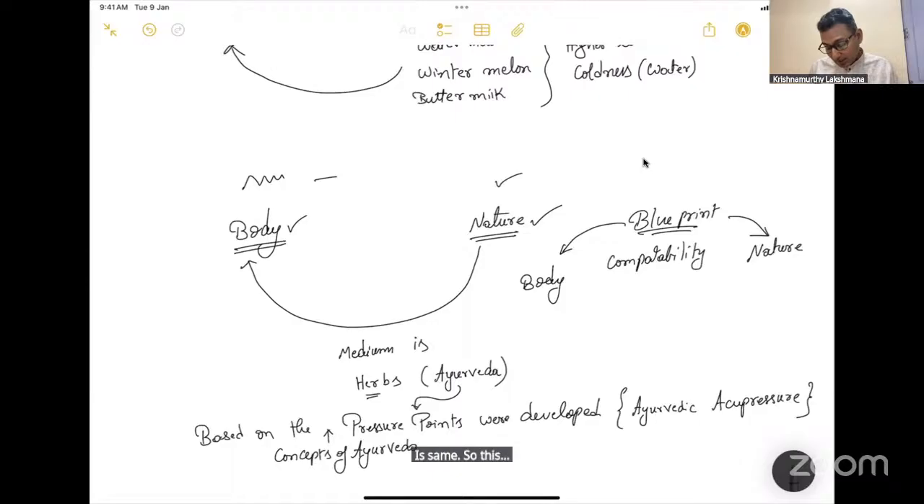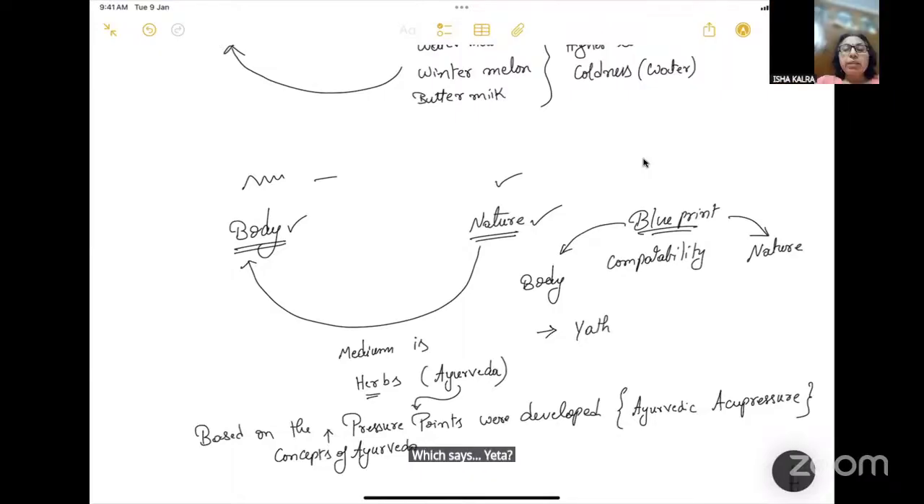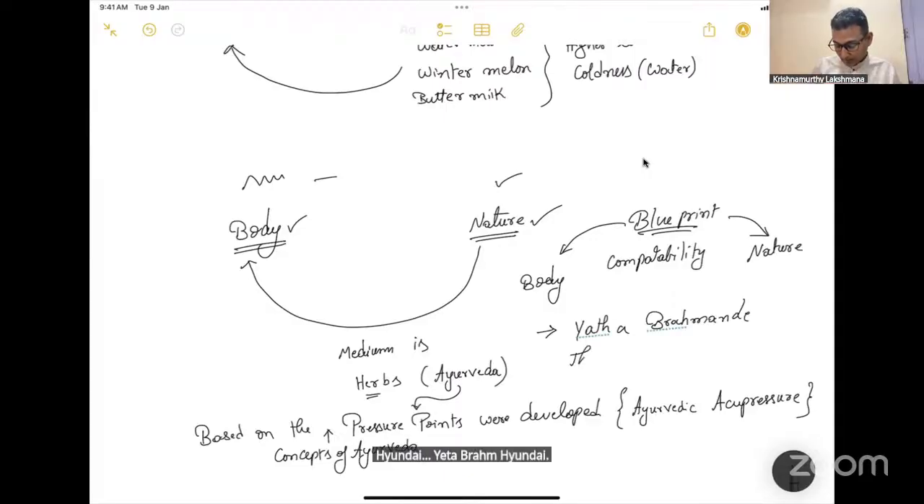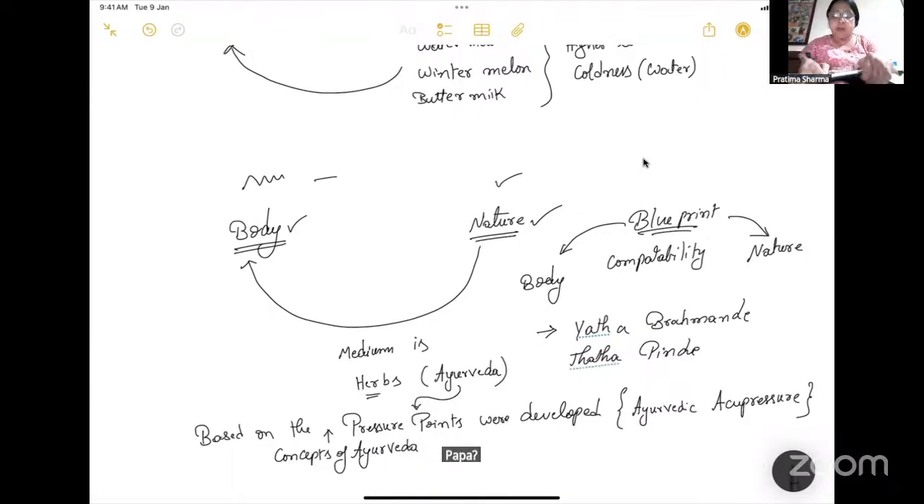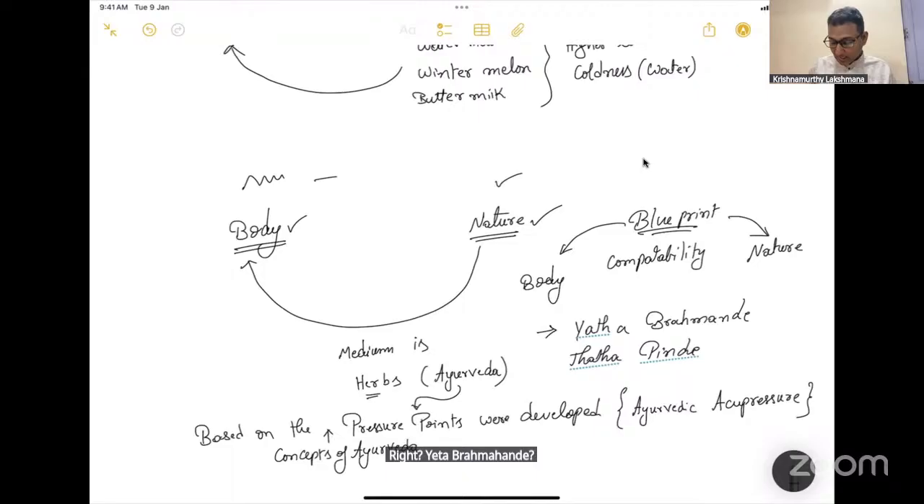This is referred to in the shloka which says Yatha Brahmande, Tatha Pinde. That is, as is the nature, so is the Pinda, meaning the body. So it is the cornerstone on which the entire philosophy has been developed.